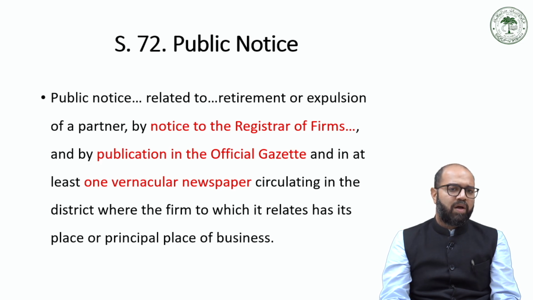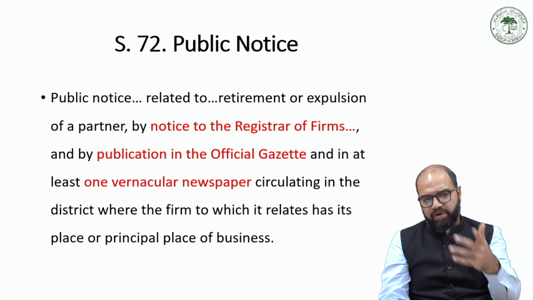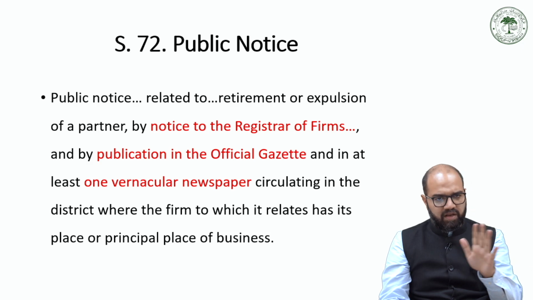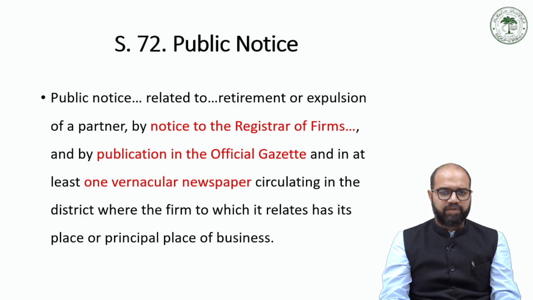So there are three requirements of a public notice. Firstly, it is to be given to the registrar of firms, published in the official gazette and in one vernacular newspaper. Therefore, the third parties or the world at large are deemed to have got notice, whether they have read it or not, that such a partner has now ceased to be a partner, and so he shall not be liable for any transactions of the firm which are done after the issue of such public notice.